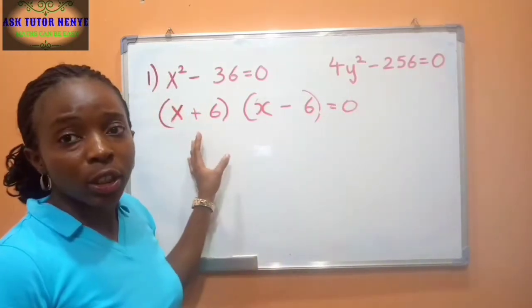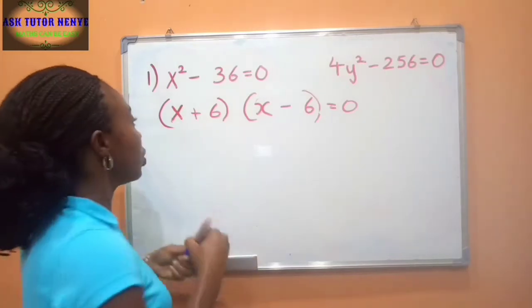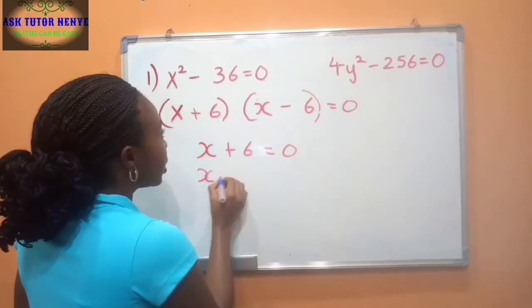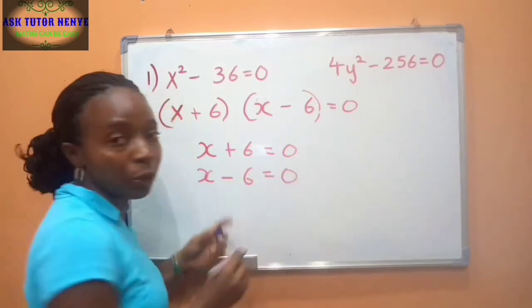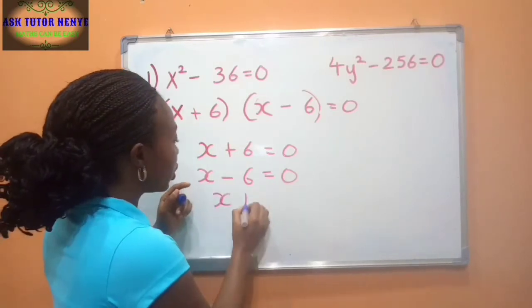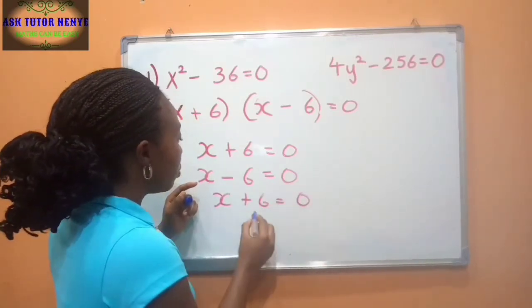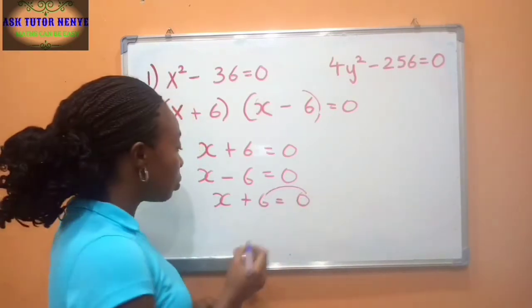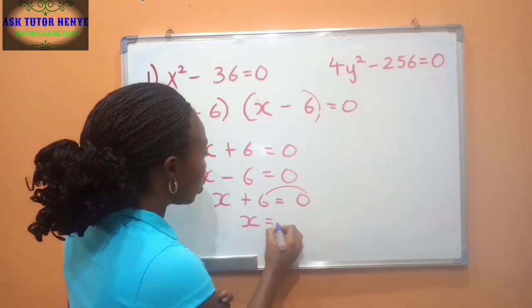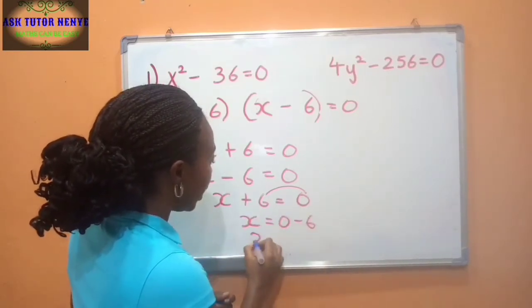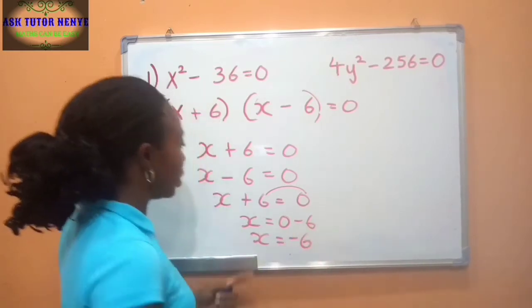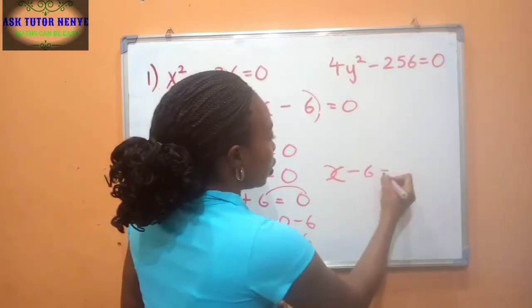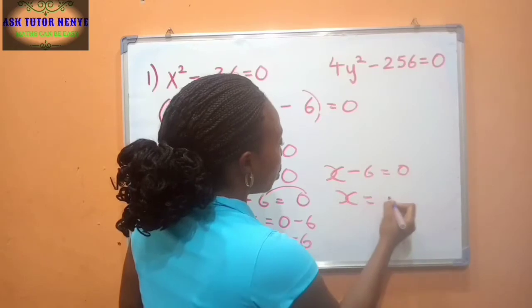So now that we've gotten this, we equate each of them individually to 0. So we're going to have x plus 6 equals to 0, and x minus 6 equals to 0, okay? So x plus 6 equals to 0. By the time the 6 moves to the right hand side, it's going to become negative. So we're going to have x equals to 0 minus 6. x is equals to what? Minus 6. Now let's take a look at this one. We are going to have x minus 6 equals to 0. x equals to what? 6.